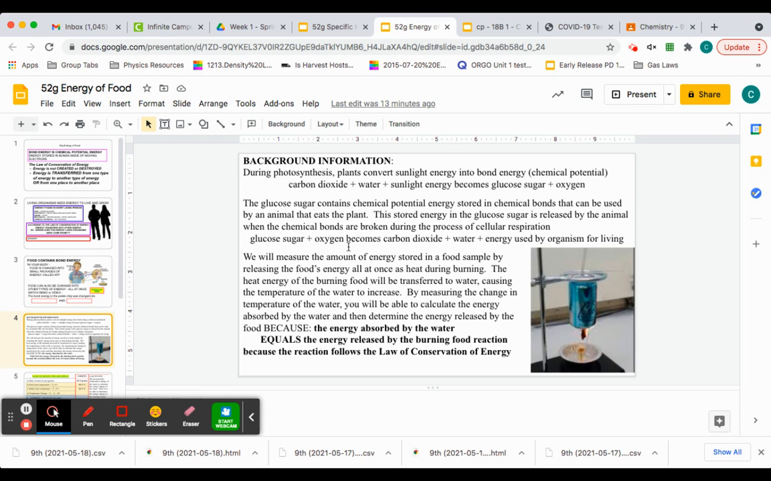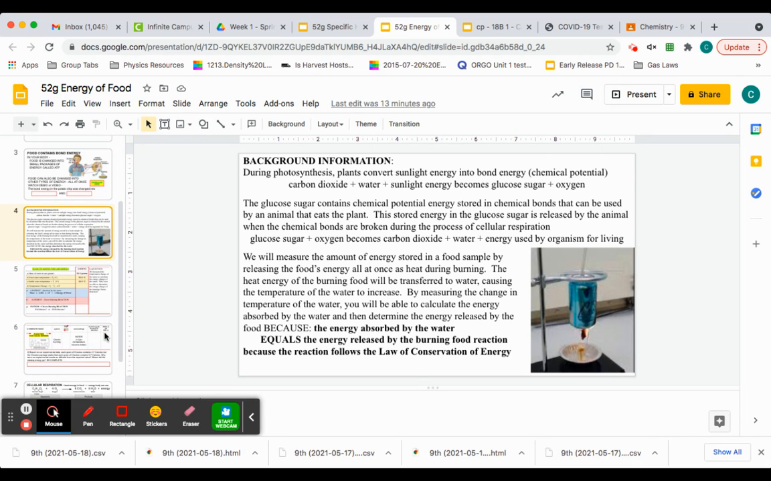We will measure the amount of energy stored in a food sample by releasing the food's energy all at once as heat during burning. The heat energy of the burning food will be transferred to water, causing the temperature of the water to increase. By measuring the change in temperature of the water, you will be able to calculate the energy absorbed by the water and then determine the energy released by the food because the energy absorbed by the water should equal the energy released by the burning food reaction because the reaction follows the law of conservation of energy. So that was a lot of words, but we do it in the next slide.